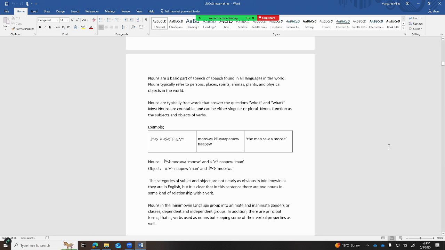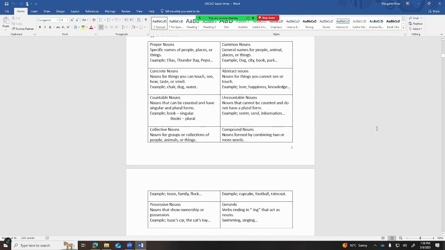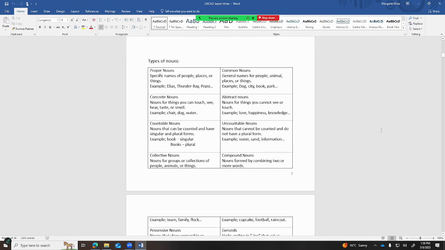Okay, so we are starting with nouns again. We said that there's different types of nouns. So we're gonna go through them today and the examples.